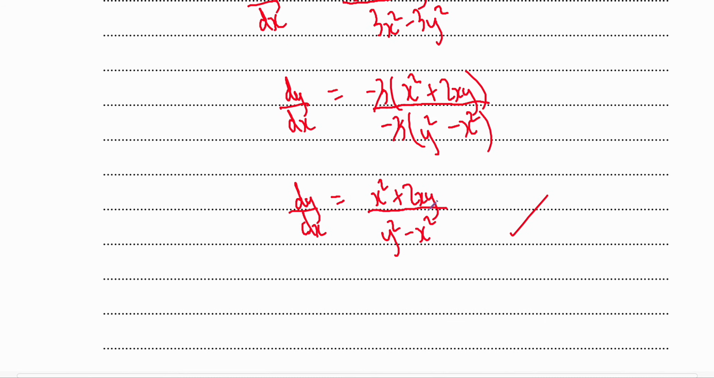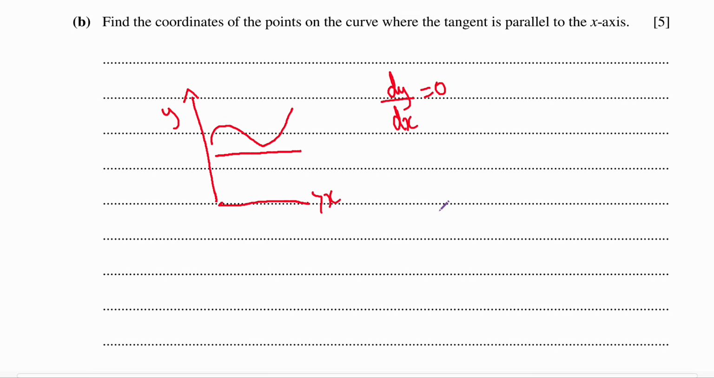Well, we already know what dy by dx is. It's x squared plus 2xy over y squared minus x squared. So we can write that again. So we have x squared plus 2xy all divided by y squared minus x squared. And that's equal to 0 because this is dy by dx and it's equal to 0. Well, multiply both sides by y squared minus x squared, but that doesn't really do anything because it will cancel out. So all you're left with is x squared plus 2xy is equal to 0.